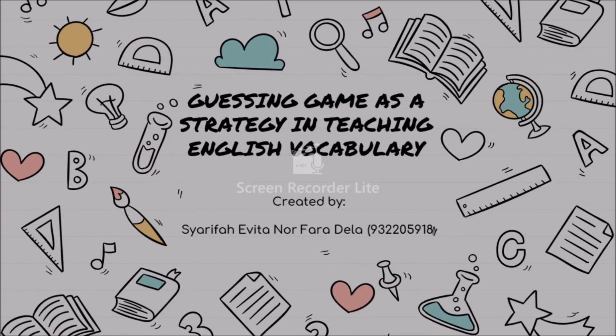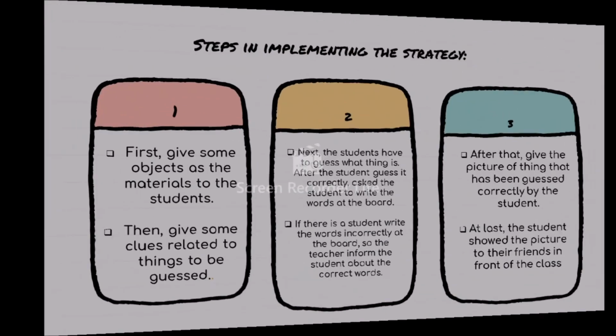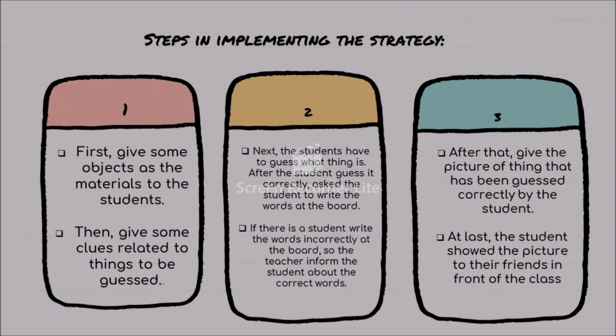The next strategy is guessing game as a strategy in teaching English vocabulary. The steps in implementing the strategy are: first, give some object as the materials to the students. This object can be a picture, and then give some clues that are related to things to be guessed. For example, we will guess the vegetable, so the clue is vegetable that can make your eyes healthy, like that.